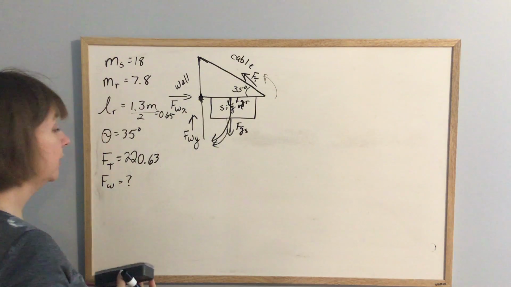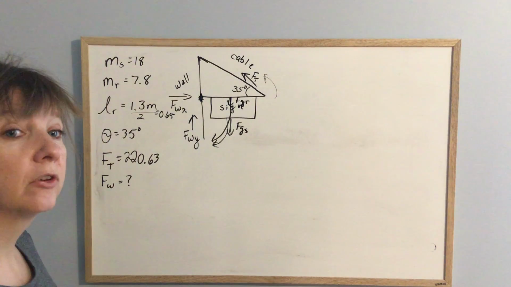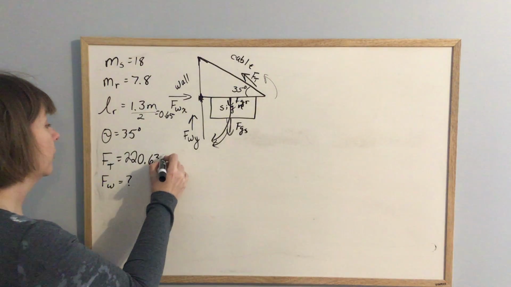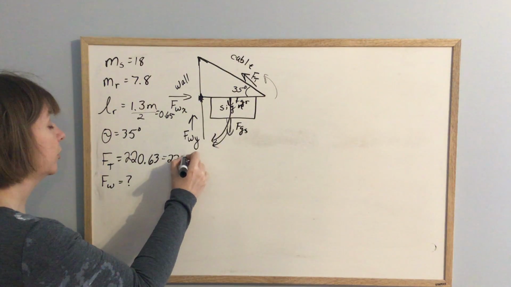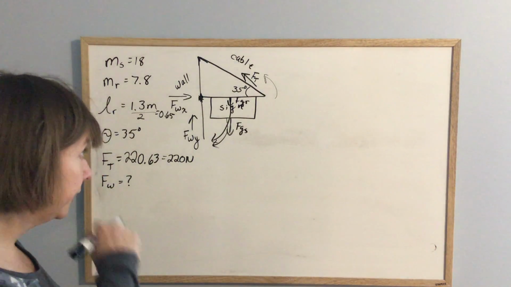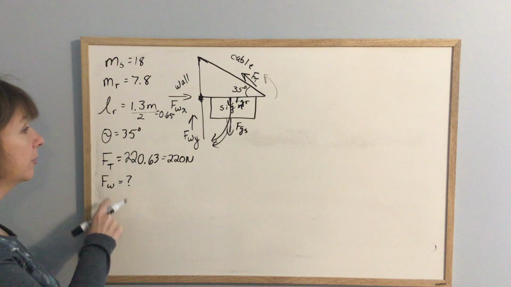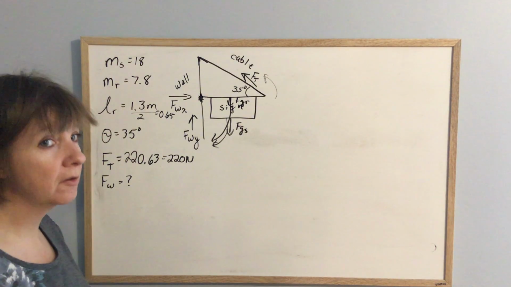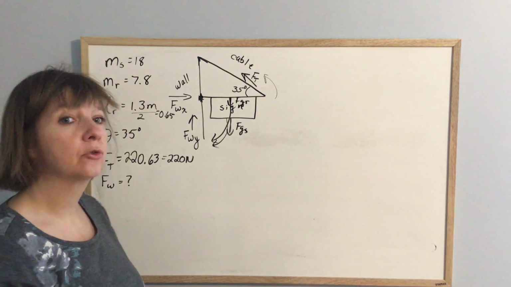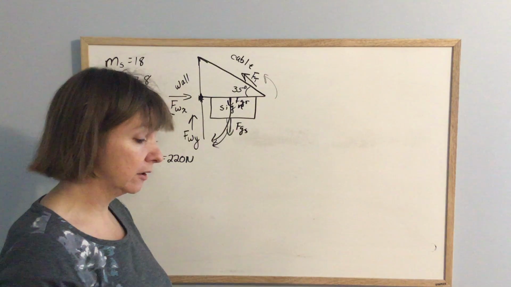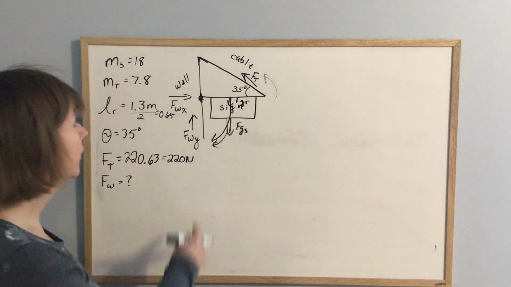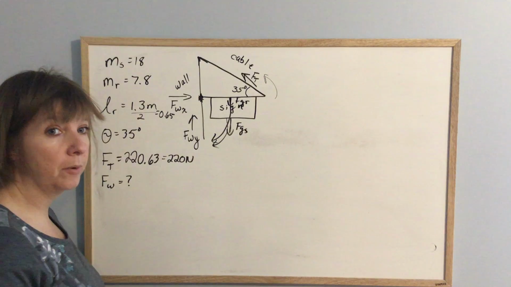So they asked me, first off, what was the force of tension? So I used all the torques to figure that out. So it would be 220 newtons. Now, the other thing they asked me for is what is the force that the wall is exerting on the rod. Now, because it's a force, we're going to need a direction as well as a magnitude. So we have broken it up into components.